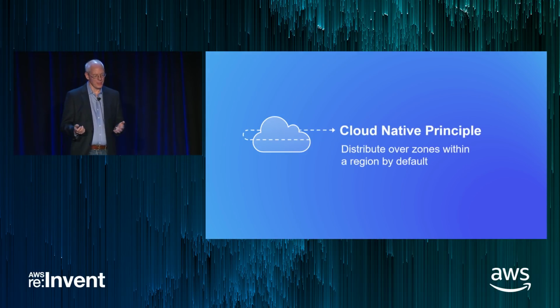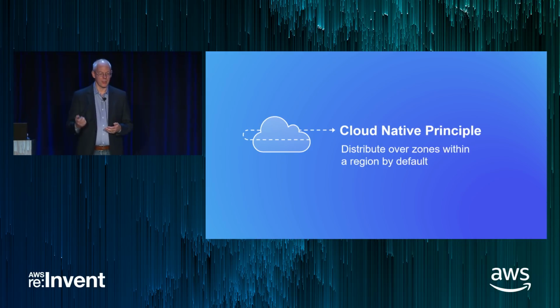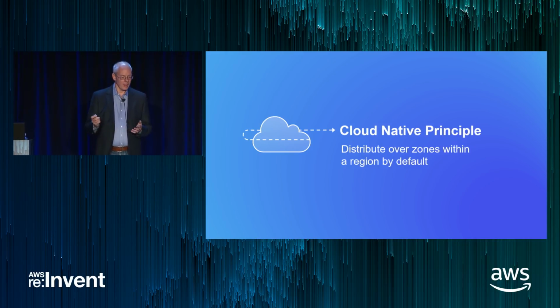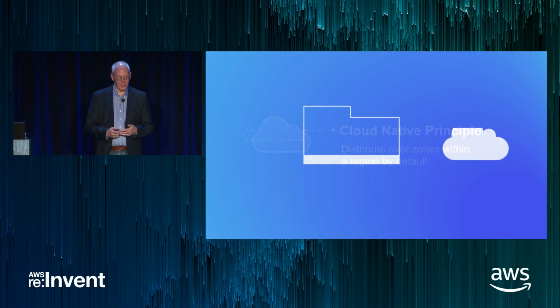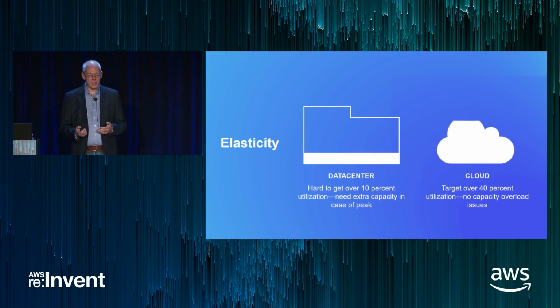So this is the principle. You want to distribute over zones within a region by default. So let's look at another thing. Elasticity. Data center, it's pretty hard.